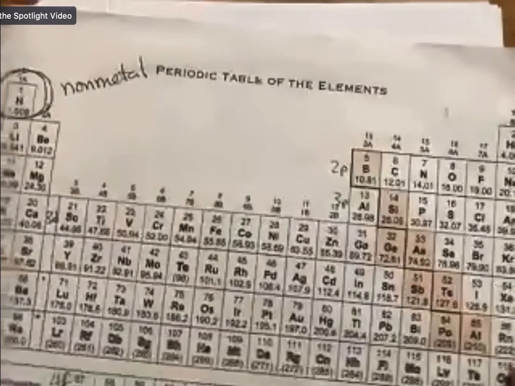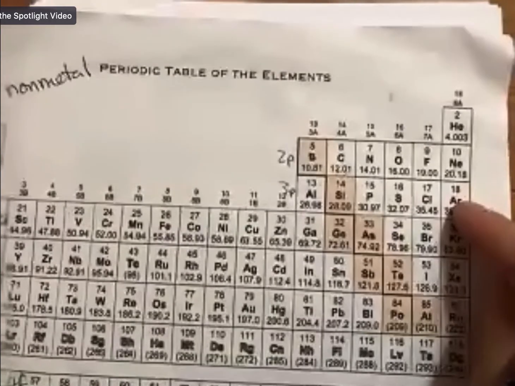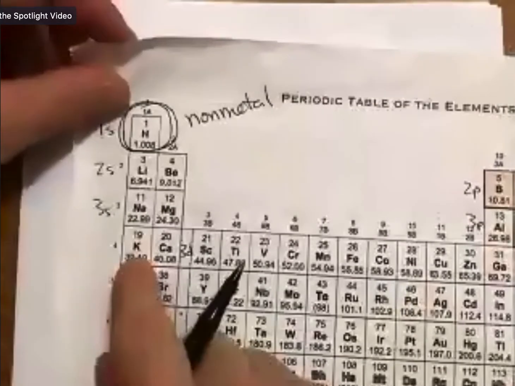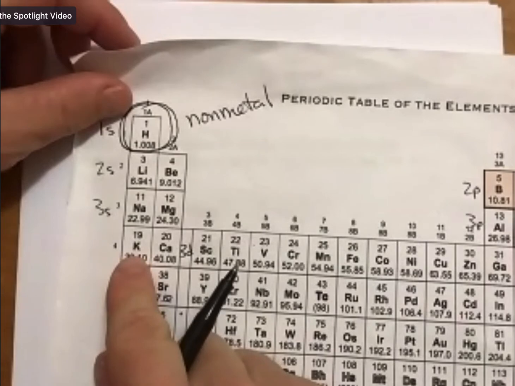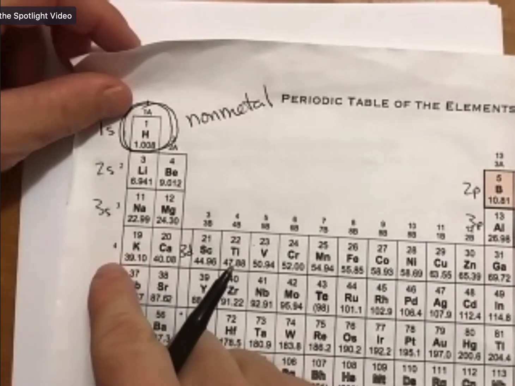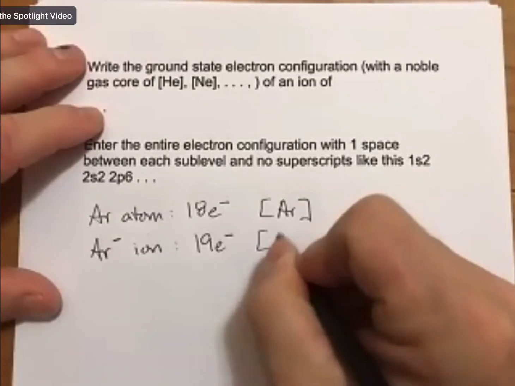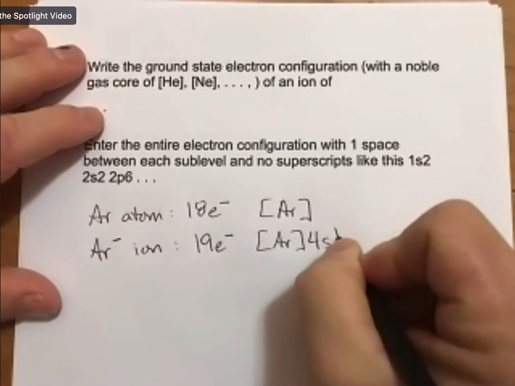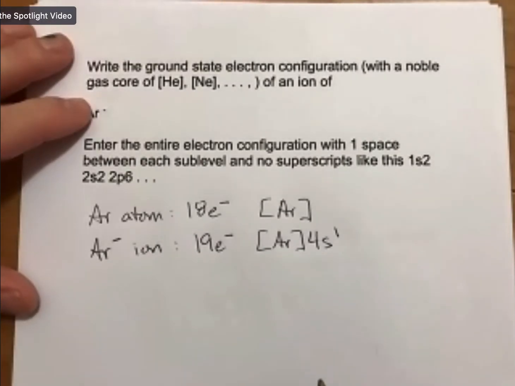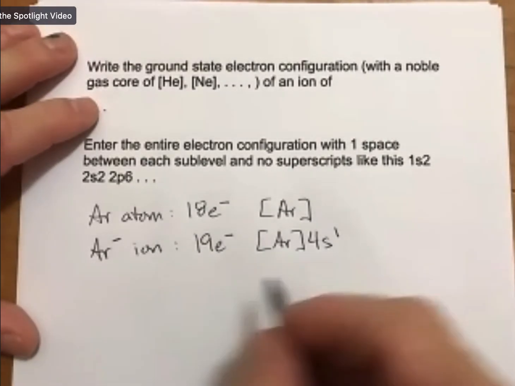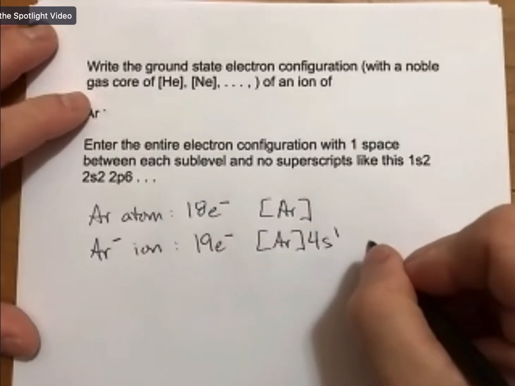Looking at our periodic table, we were at element 18. We add one more electron, that is going to be in the 4s area, and we end up with argon 4s1. Okay. And again, these are the ground state electron configurations.